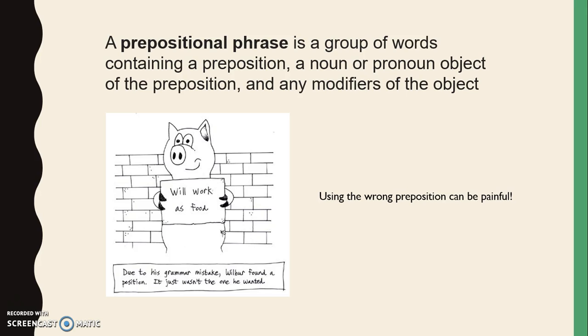Please make sure you use the correct preposition. As you can see, this pig is probably not going to end up quite happily. Will work as food when it should say will work for food. So due to his grammar mistake, Wilbur found a position. It just wasn't the one he wanted.